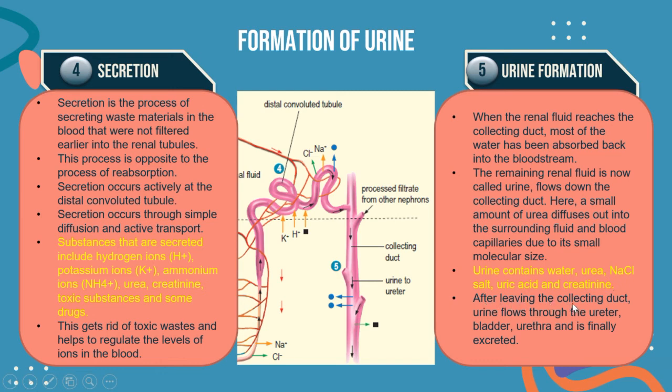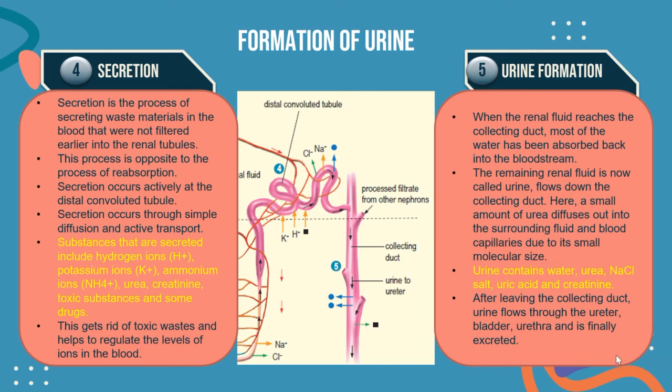After leaving the collecting duct, urine flows through the ureter, enters the bladder, flows out through the urethra, and is finally excreted. So that is the formation of the urine. Okay, let me recap. What we have learned today is the structure and function of the kidney and the formation of the urine.